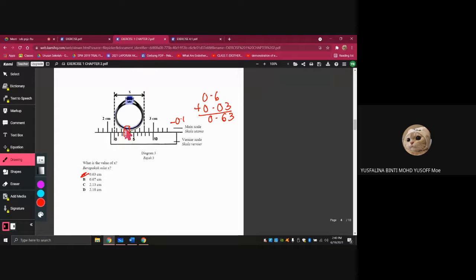And then at the below scale, the vernier scale, you find one straight line here. So 1, 2, 3. So plus 0.03. So you will get 0.63.